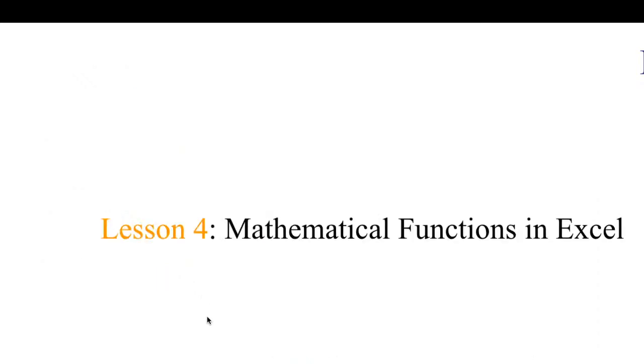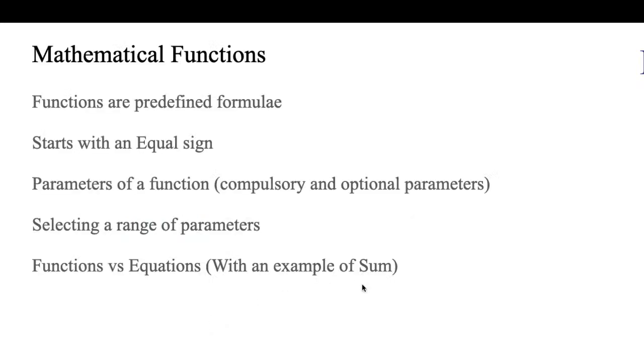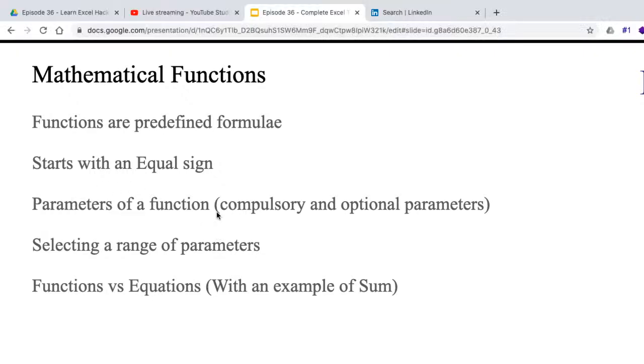These are equations. Then we come to the second last part, which is mathematical functions in Excel. The functions are predefined formulae. We just saw a few formulae. Predefined equations are known as functions in Excel. Usually a function starts with an equal sign. If you do not start with the equal sign, that means you won't be able to use any function. And let's see the parameters of a function.